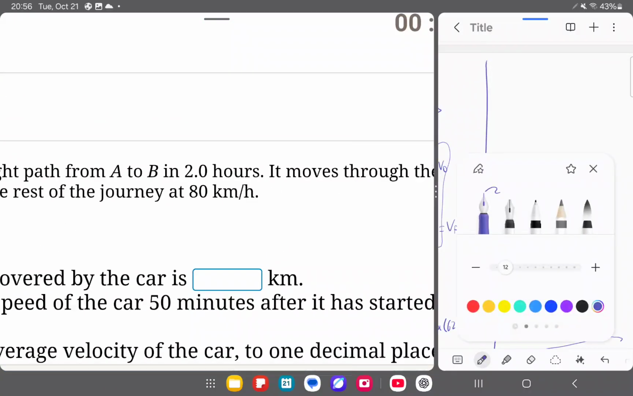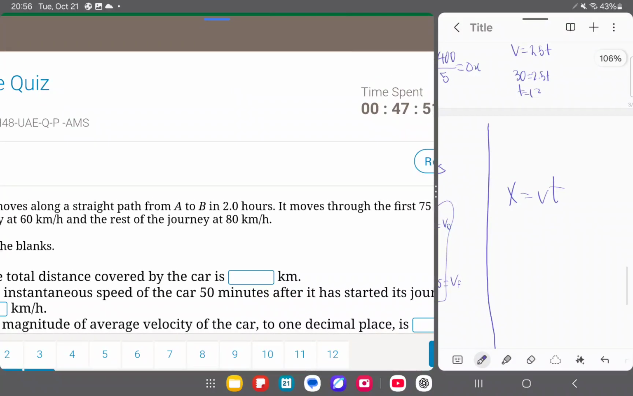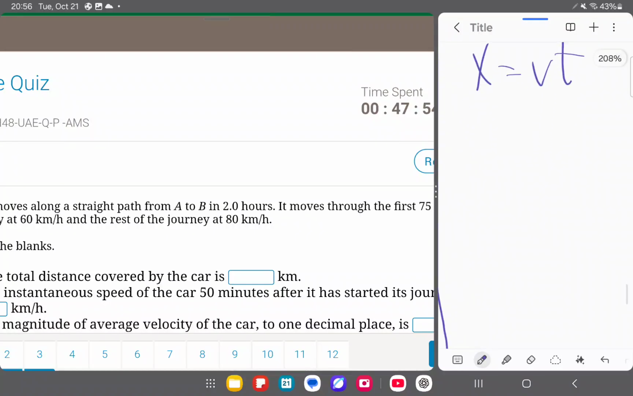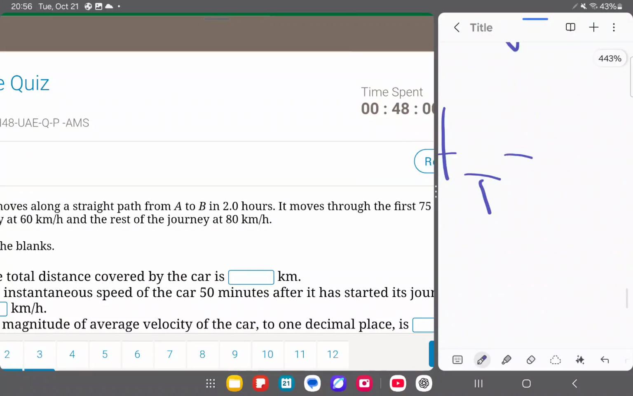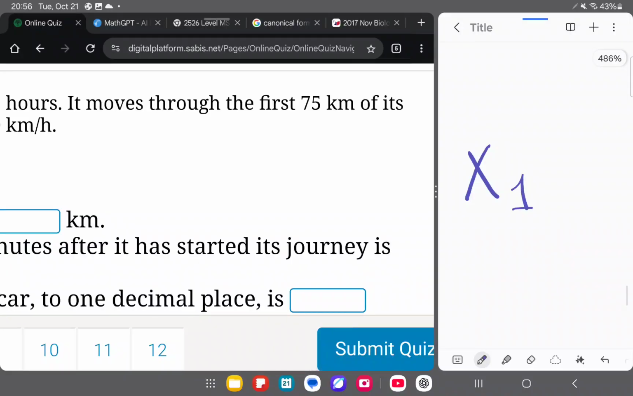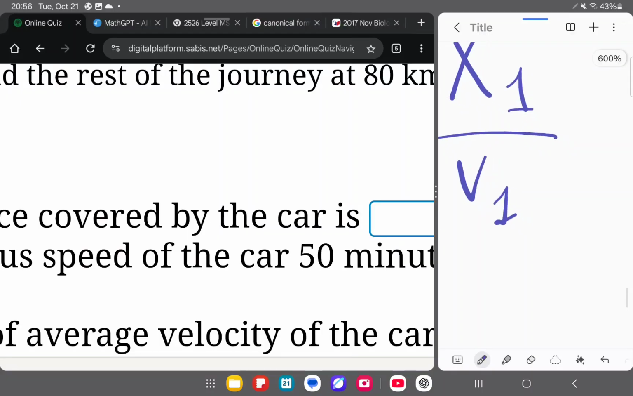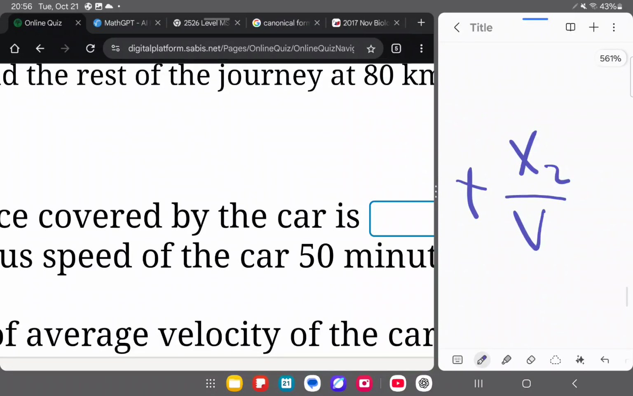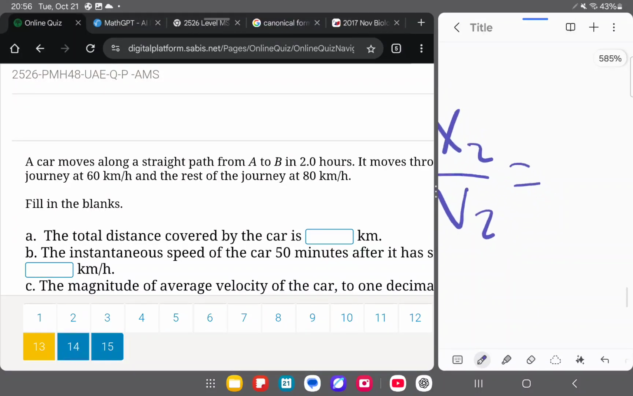Now we know here that x is equal to vt. So we want to isolate t, because we already have the total t, so we get x over v is equal to t. And we know that t total is equal to 2, which is also equal to the first x, which is 75 kilometers, over the first v, which is 60, plus x2 over v2, which is obviously the rest of the journey at 80 kilometers per hour. However, we do not know the distance covered in that interval, and it will equal 2.